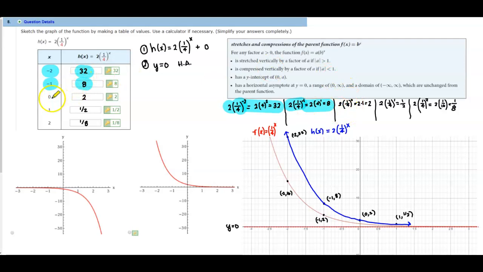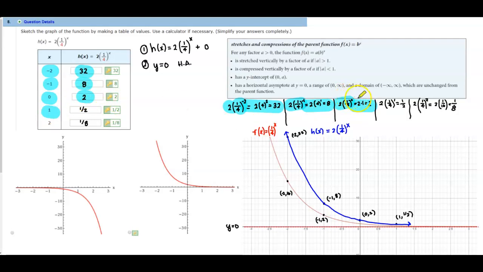Next, we're going to put in 0 into our function. So we have 2 times the base of 1/4 raised to a power of 0. So anything to the power of 0 is going to be 1. So now we have 2 times 1, which gives us 2. So therefore our output is 2.